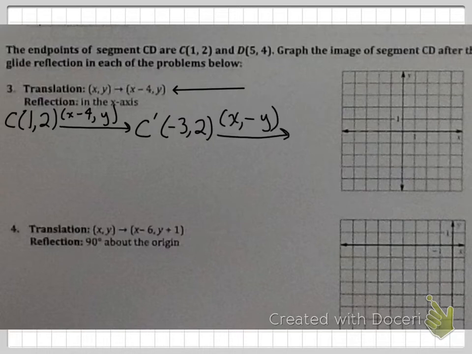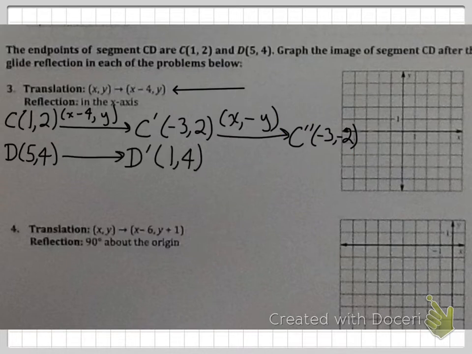All right, and then we're going to reflect that in the x-axis. And of course, the generic rule for reflection in the x-axis is (x, y) becomes (x, -y). So then you get (-3, -2), right? Because you basically take this and flip around to the other side of the axis. So that's your C double prime. And then similarly, D is (5, 4). After the translation, you get (1, 4). And then after a reflection in the x-axis, you get (1, -4). So what does the new line segment look like? Right there. That should be your answer: C double prime, D double prime.